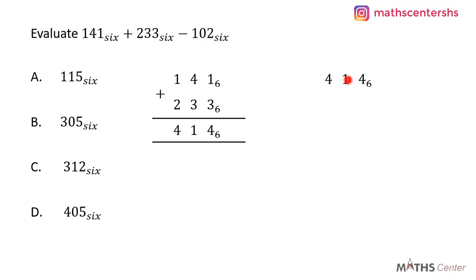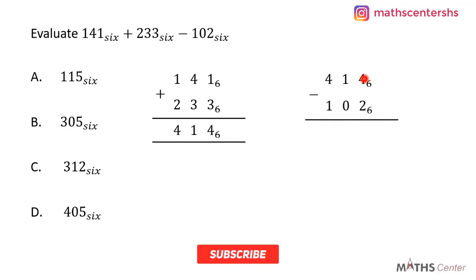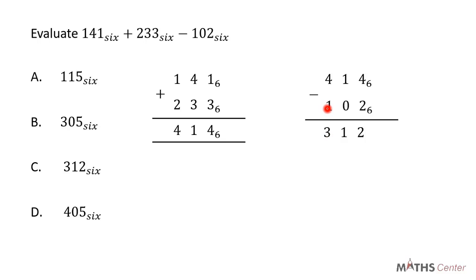So you have 414 base 6 minus 102 base 6. Let's do the subtraction. 4 minus 2 will give us 2. 2 in base 6 is 2. 1 minus 0 will give us 1. 1 in base 6 is 1. 4 minus 1 will give us 3. 3 in base 6 is 3. So if we subtract 102 base 6 from 414 base 6, we are going to have 312 base 6.